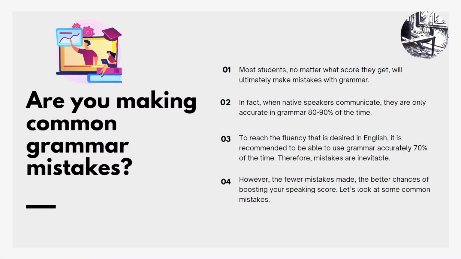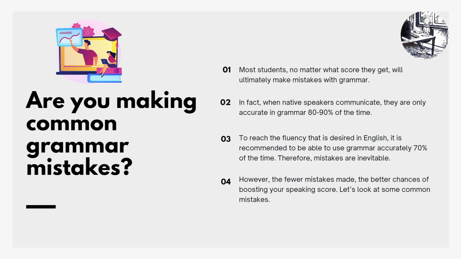Grammar mistakes, grammar mistakes, grammar mistakes. Now, everyone makes them. Even native speakers make grammar mistakes in 10% of their dialogue. Okay, now if you reach 70% in grammar accuracy, then that is a really high standard and you should be happy with yourself. Okay, so this is what it says on your screen now. Don't worry about making mistakes. Everyone is going to make mistakes and it's not going to impact your score too much.